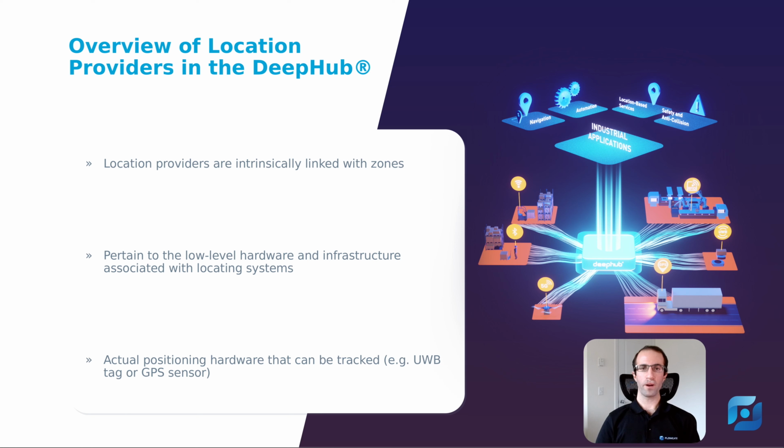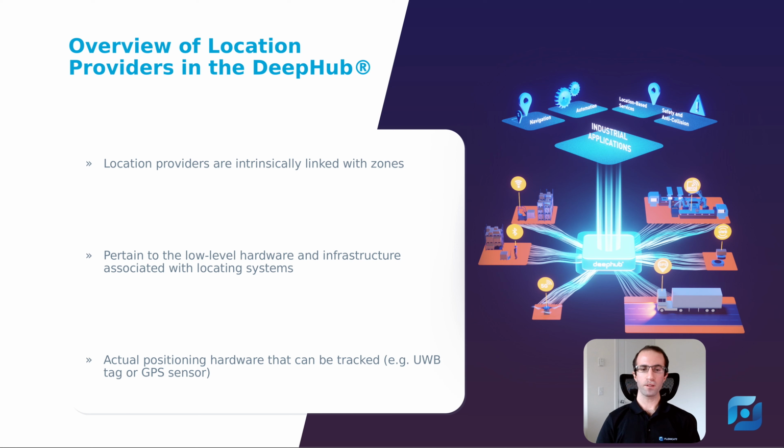Because location providers are intrinsically linked with zones, it's important to recall from our previous episode that zones are geographic areas that correspond with locating systems. Zones in the DeepHub are created by georeferencing the ground control points of an area in relation to the installed locating system infrastructure, such as satellites or anchors in the case of an ultra-wideband real-time locating system.